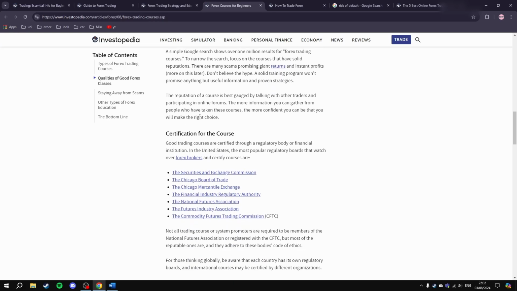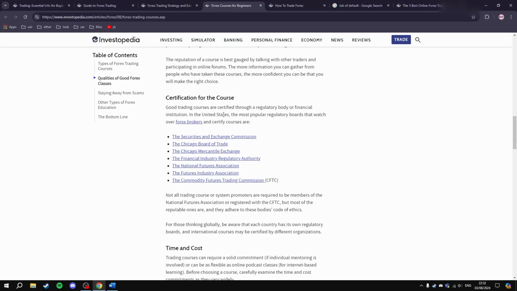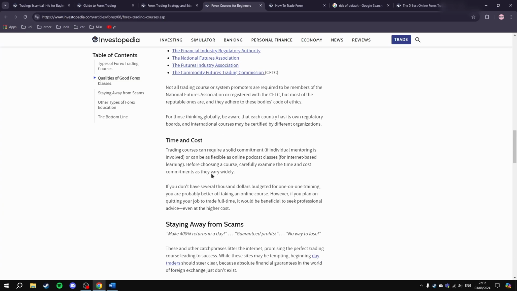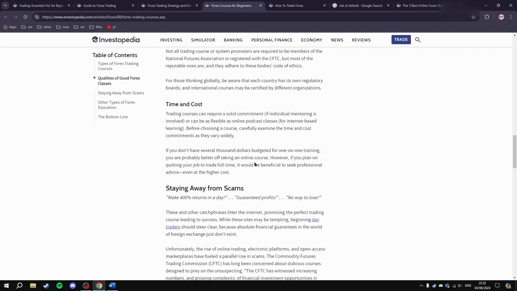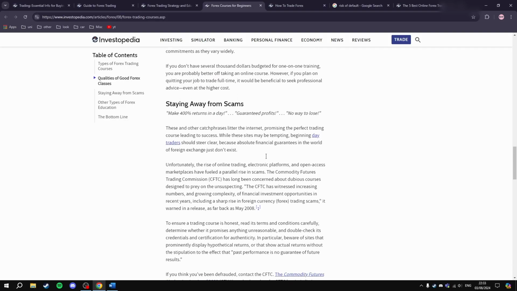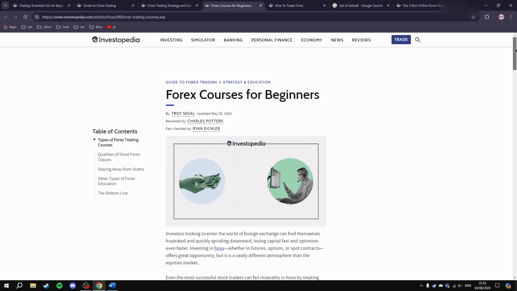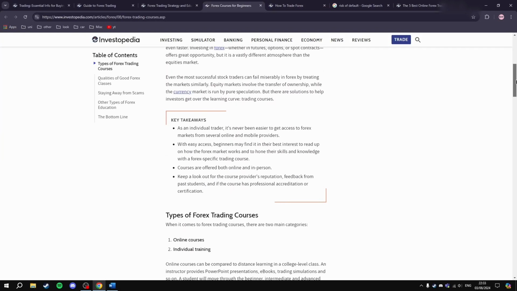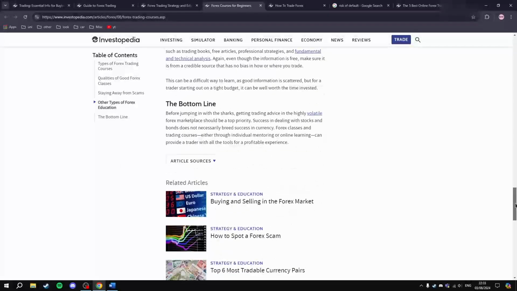Okay, so trading courses can require solid staying away from scams. Okay, this looks interesting. So you can get certificates for the forex courses you complete.